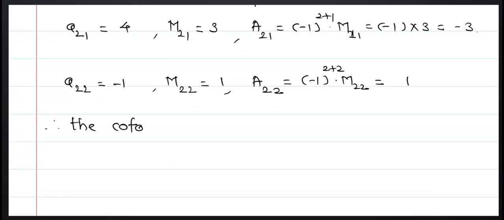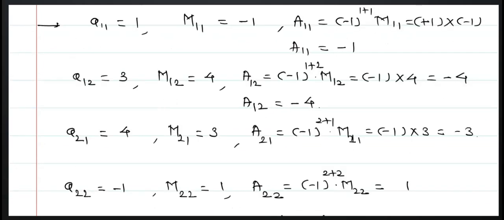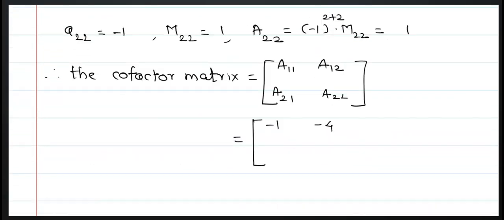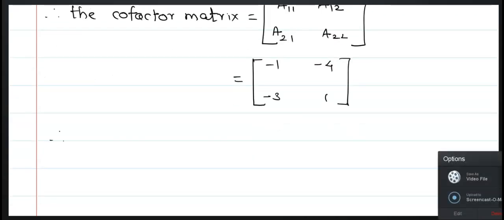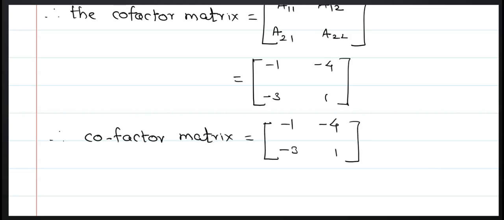And therefore, the cofactor matrix is a11, a12, a21, a22, that is -1, -4, -3 and 1. And hence, the cofactor matrix.